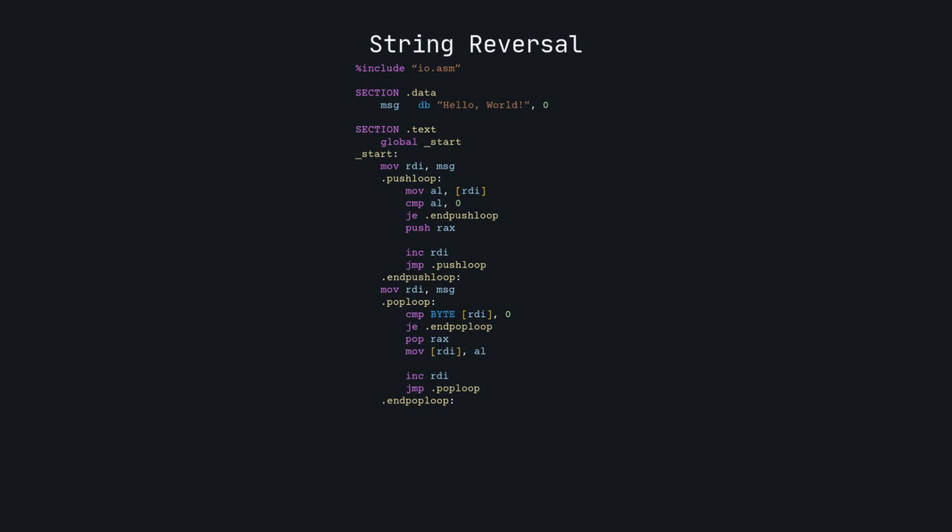Otherwise, we pop a character off of the stack and replace the current character in the string with that value. We'll end the program by printing the reverse string using our write macro and then exit the program.